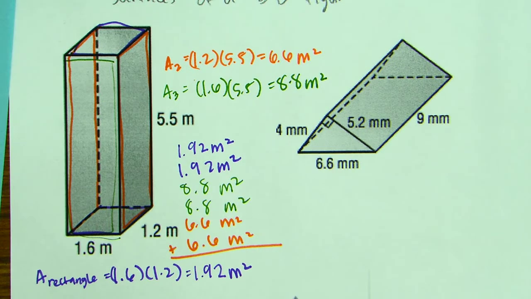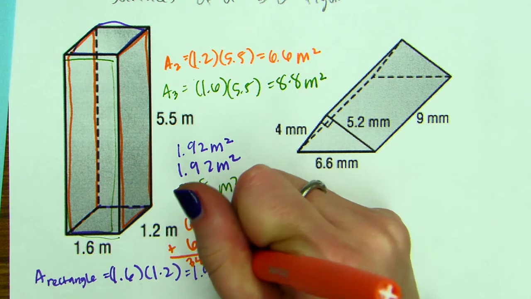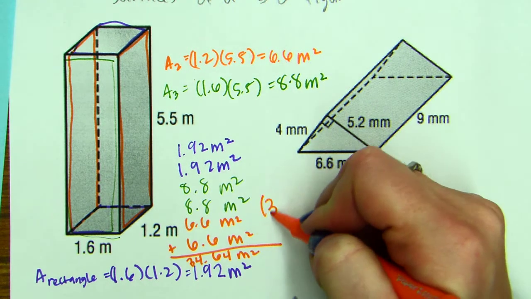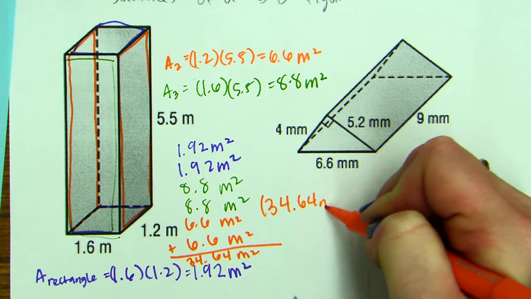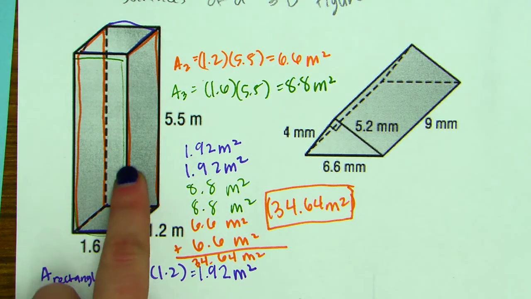So I'm going to do 1.92 plus 1.92 plus 8.8 plus 8.8 plus 6.6 plus 6.6. So the sum of the area of all the surfaces is 34.64 square meters. And it doesn't say what to round to, so I'm just going to leave my answer as 34.64 square meters. So there's my surface area of this rectangular prism.